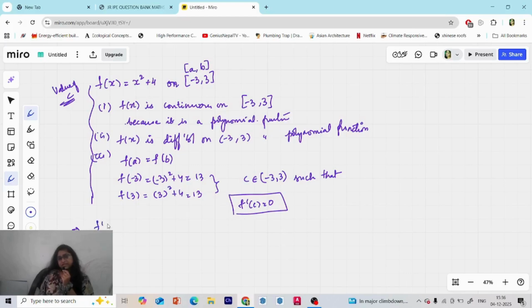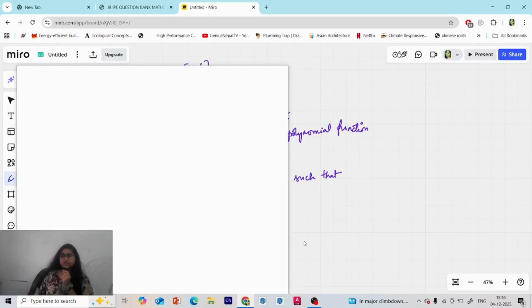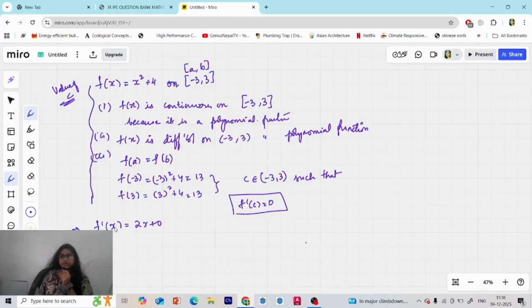So first, find f dash. F dash x is equal to 2x plus 0. Correct? Now what do they want? In place of x, put c. So f dash c should be equal to 2c, and what should it be? Equal to 0. So c is equal to 0. So there exists a c belonging to minus 3 comma 3 such that c is 0.